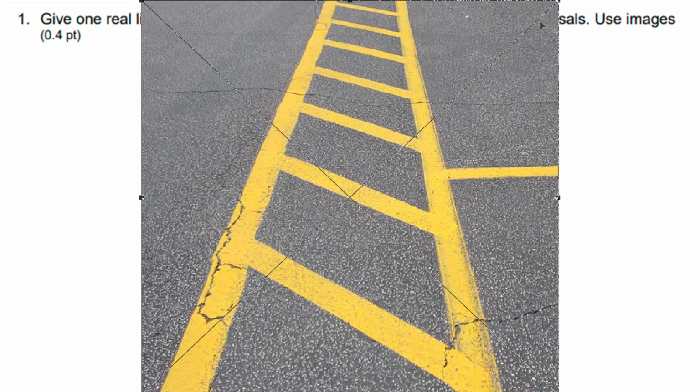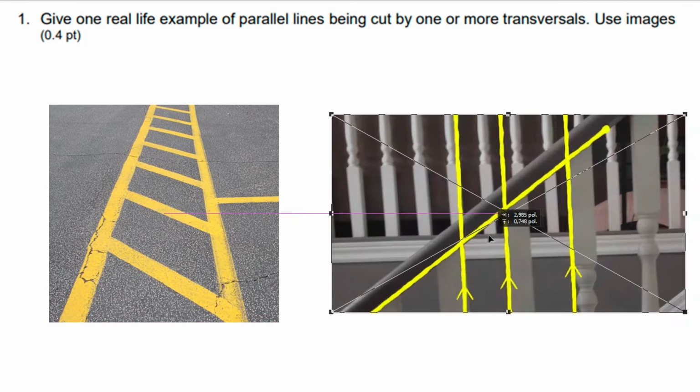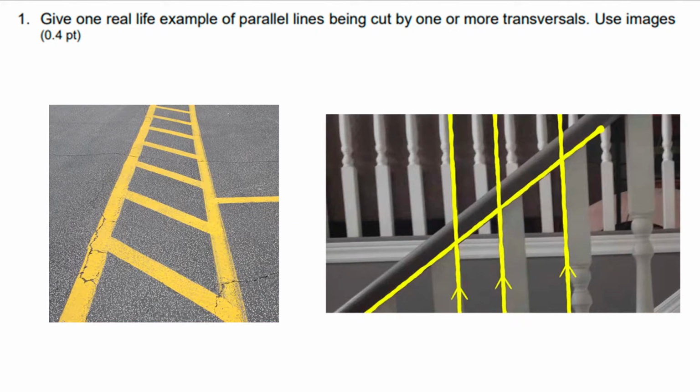So the first question right here asks us to give one real life example of parallel lines being cut by one or more transversals. Use images. So I already went ahead and separated two images I found on Google, which I thought were good examples, which were this one and this one. Okay. In these cases, this is the parallel lines.